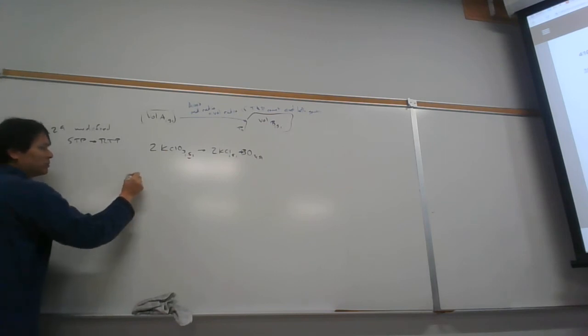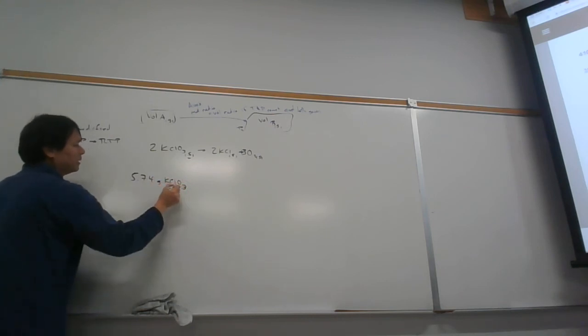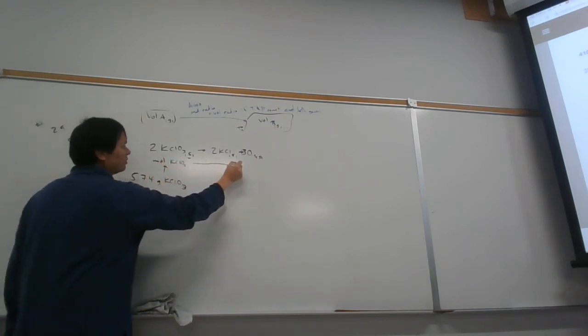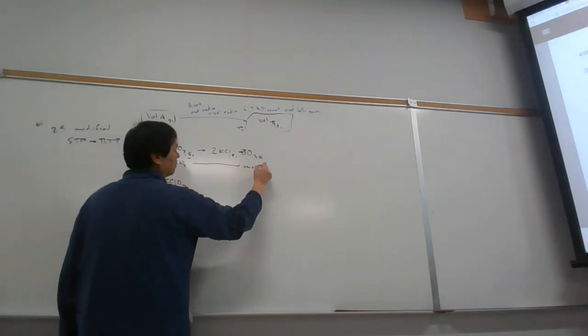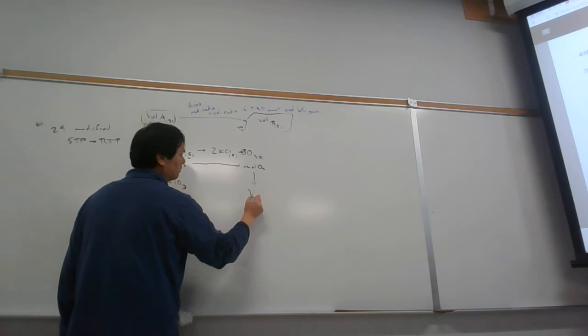Using regular stoichiometry, I have 5.74 grams of KClO3. And so what I'm going to do is go from grams of KClO3 to moles of KClO3, from moles of KClO3 to moles of O2, and then from moles of O2 to volume of O2.